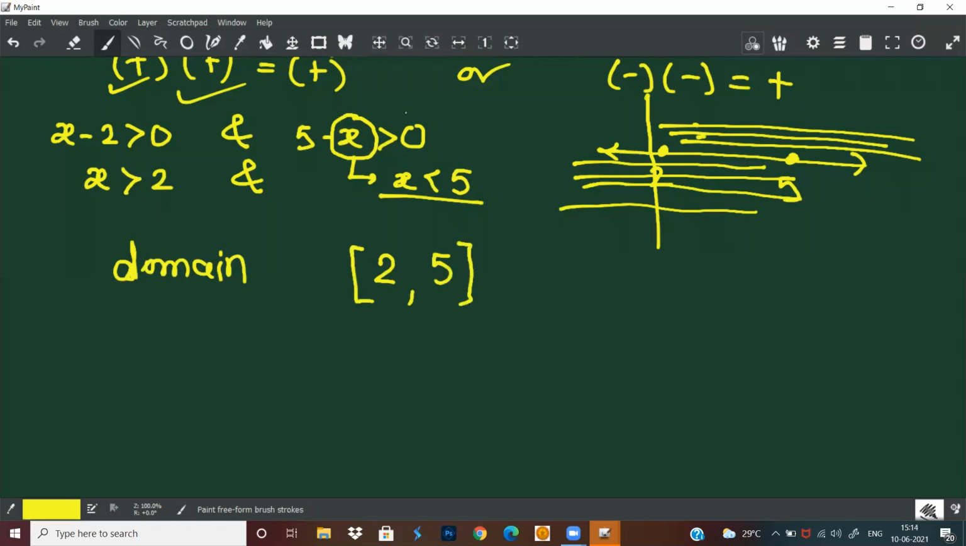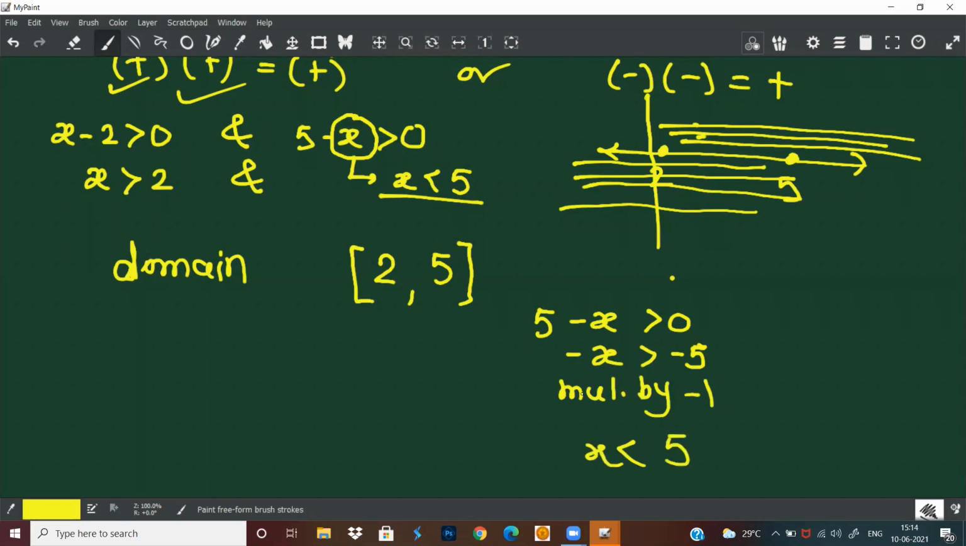This you know how to solve, right? I wrote this directly by logic. 5 minus x is positive. But you all have studied this: minus x is greater than minus 5. When you multiply by minus 1, the middle sign will change. That is what I wrote directly here. So the domain came 2 to 5, that is, your x belongs to this. Okay, clear?